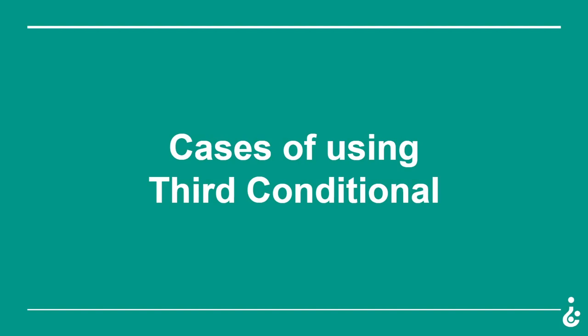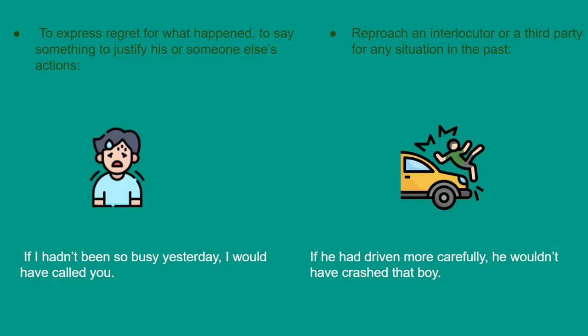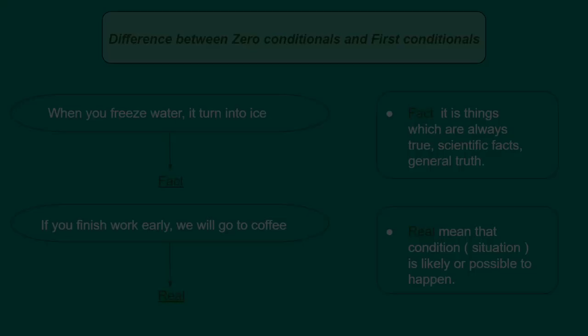Now let's talk about cases of using third conditional. We use it to express regret for what happened, to say something to justify his or someone else's action. If I hadn't been so busy yesterday, I would have called you. Reproach an interlocutor or a third party for any situation in the past. If he had driven more carefully, he wouldn't have crashed.